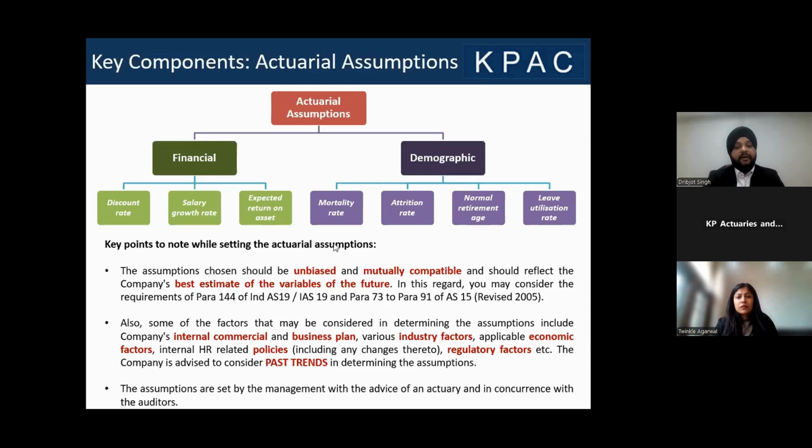On the demographic side, we have mortality rate. This is about estimating the probability that a person will survive to a certain age. In India, a common table used is IALM 2012-14. Attrition rate, also called employee turnover rate, is about how likely employees are to leave before retirement. This varies widely between industries and job levels. Retirement age is typically assumed to be 58, 60 or even 65, unless the company policy dictates otherwise.